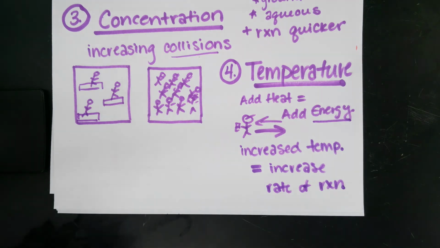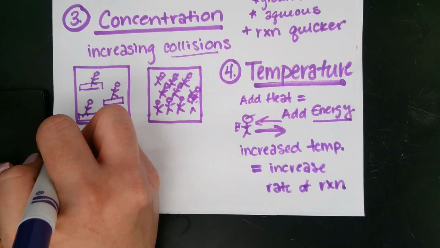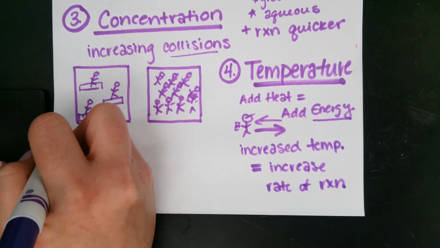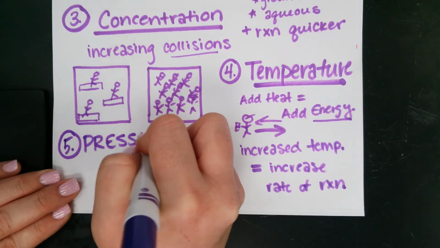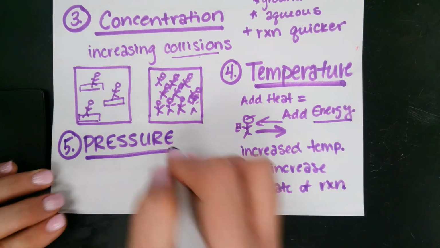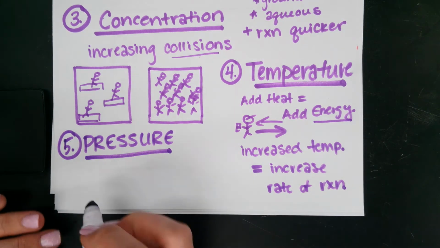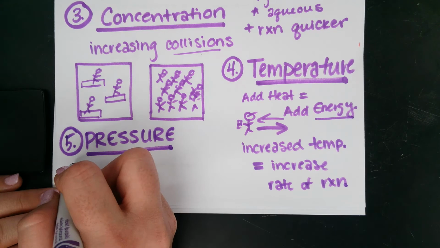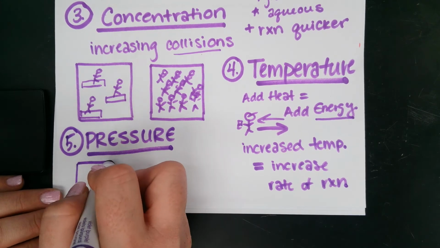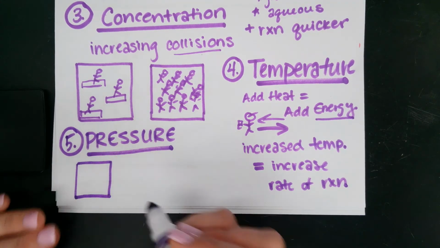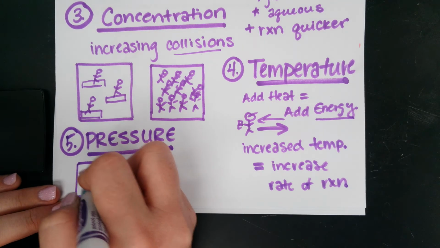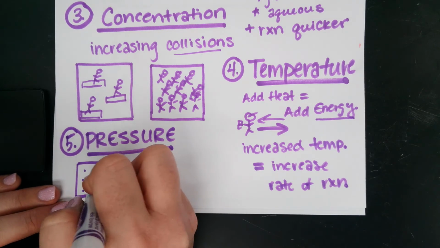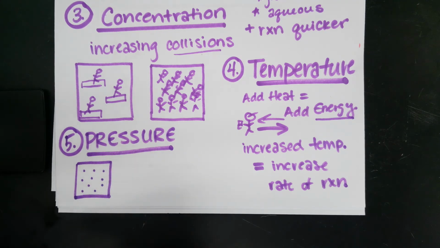And then our last one's just a little weird to conceptualize. So number 5 is pressure. So this is our 5th and final factor with our rate of reactions. So let's imagine we have, again, a container. And let's say we have some molecules in there. Let's say we have 10 of them. So that's a pretty good number, right?